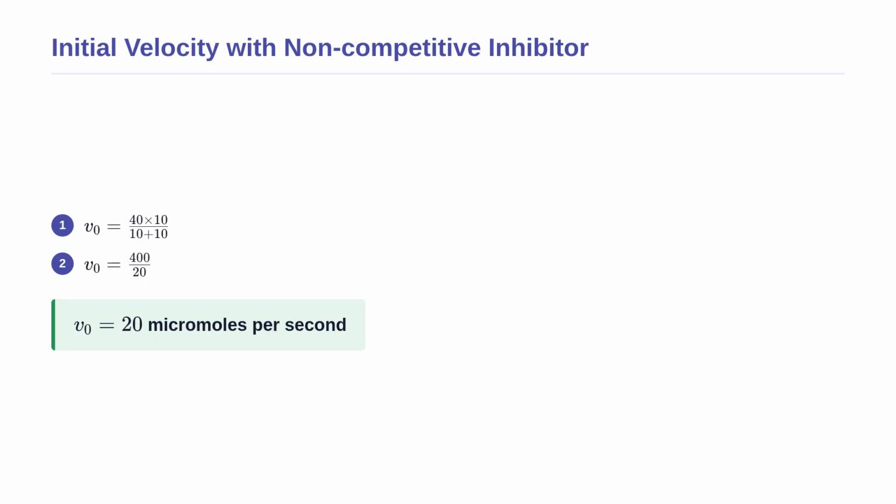Using the same enzyme from our previous example, let us calculate the initial velocity at a specific substrate concentration. The new apparent maximum velocity is 40 micromoles per second. The enzyme has a Michaelis constant of 10 millimolar, which remains unchanged. The biochemist sets the substrate concentration to 10 millimolar. We plug these values into our equation.